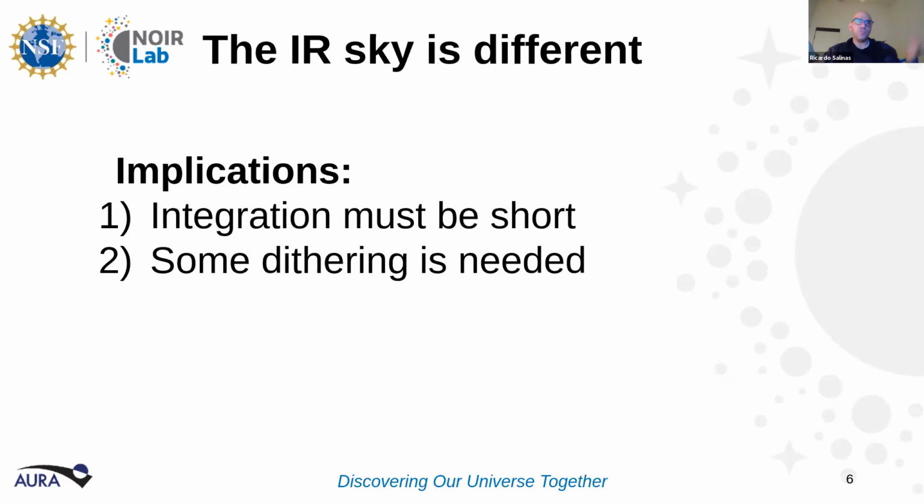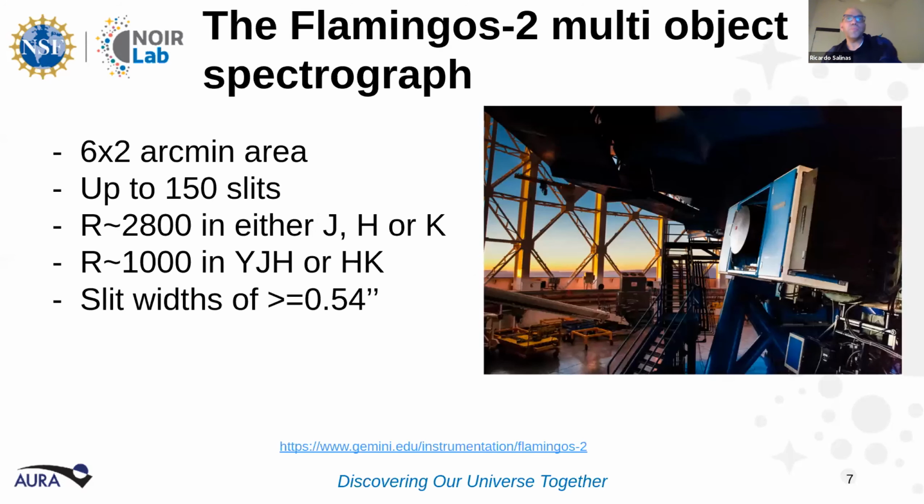So let's go now to the instrument itself, Flamingos-2. Here you can see Flamingos watching the sunset very nicely. And this table, Ruben already showed you these numbers before. So what can you do with Flamingos as a multi-object spectrograph? You're going to have an area of 6x2 arc-minutes where you can place your slits. And if you make your slits in a certain way, you can put up to 150 of them. I'm going to show you how that is possible.